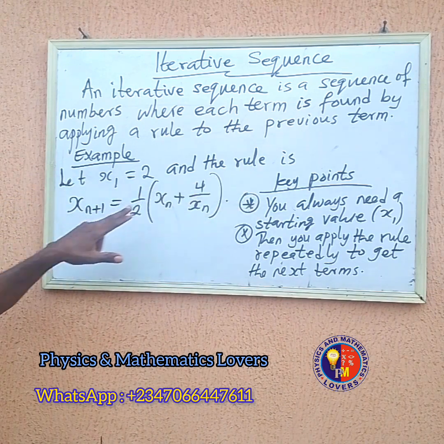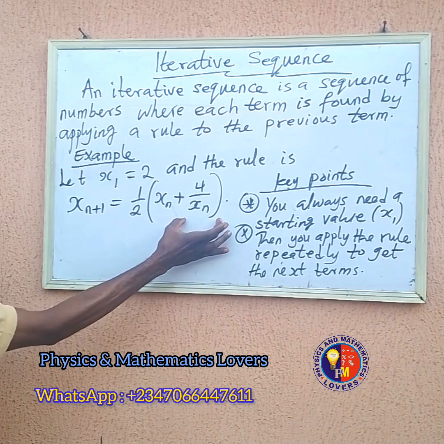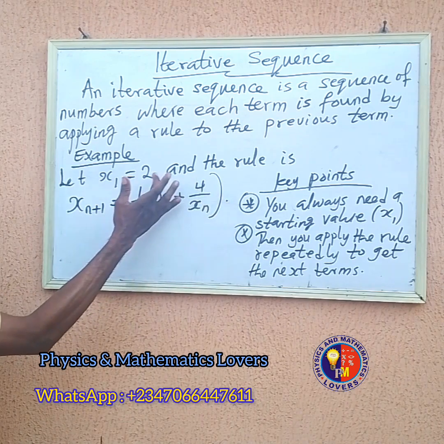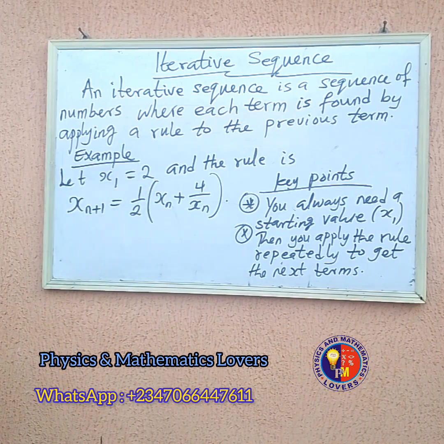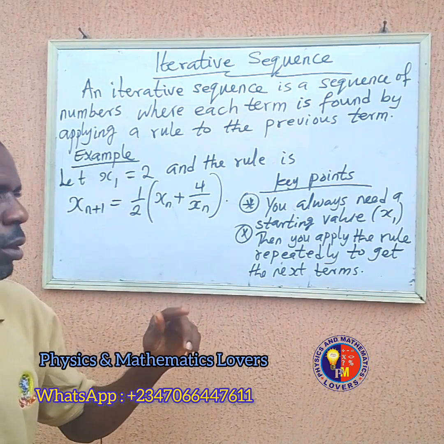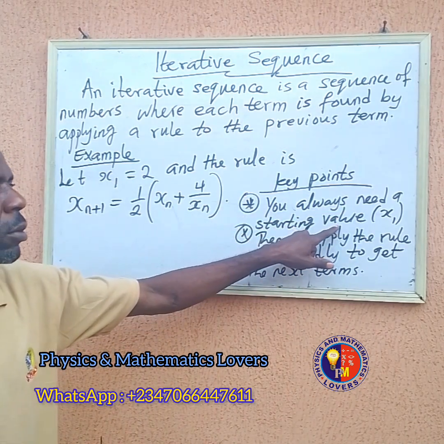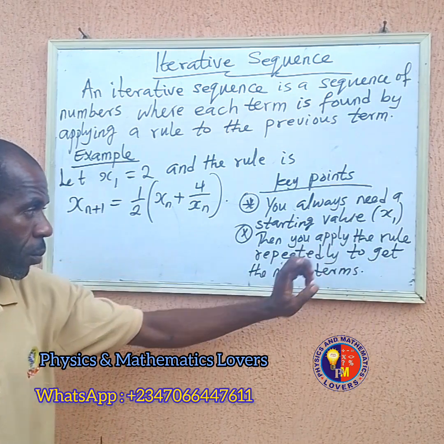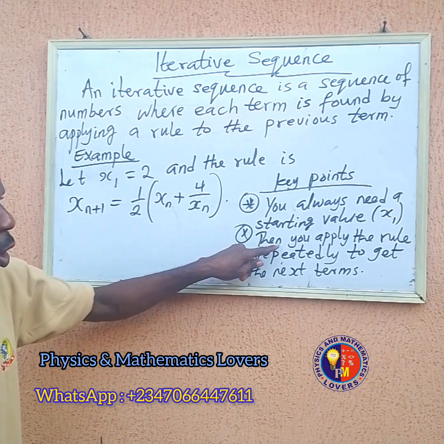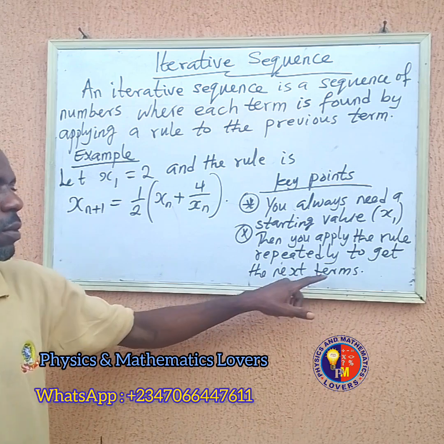And the rule is this. To get the next term, it has to be x n plus 1, which is equal to this formula we have here. So this formula will be used to get the next term. Now, what are the key points that must be taken note of? Number one, you always need a starting value, which is your x1. We call that x1 the first term. Then you apply the rule repeatedly to get the next terms.